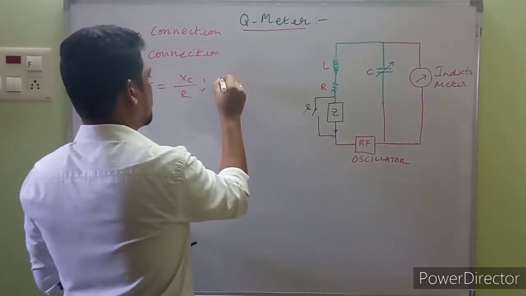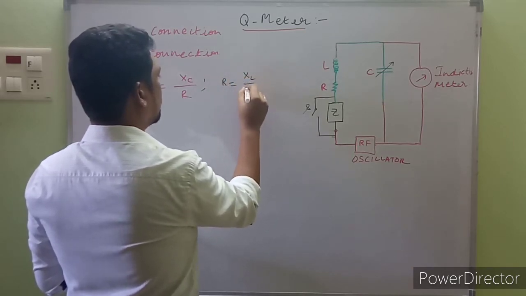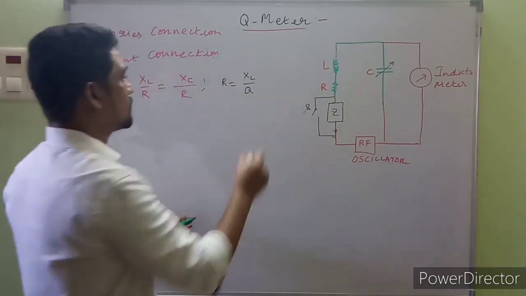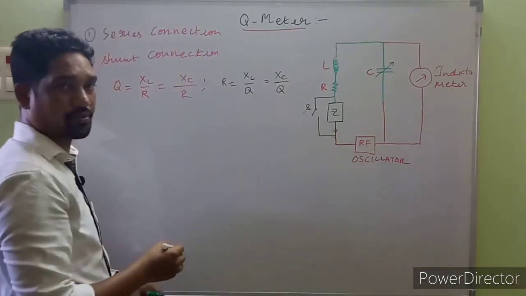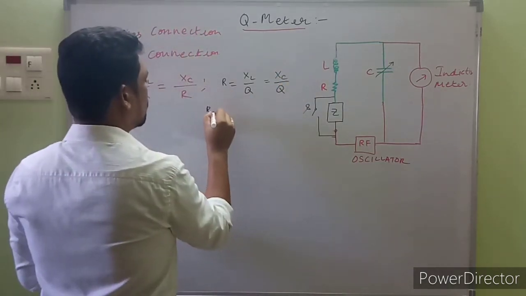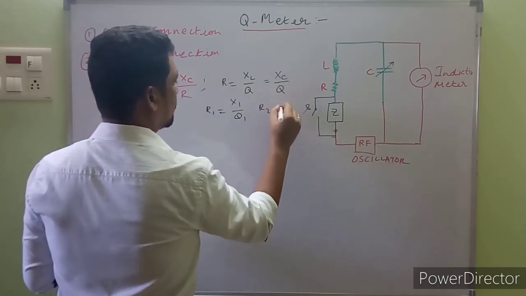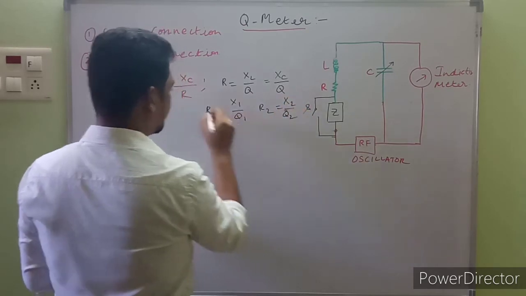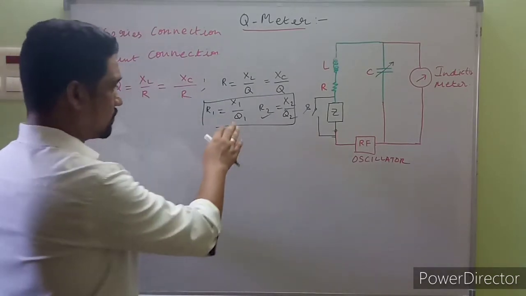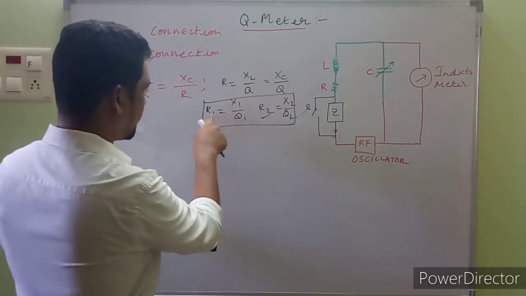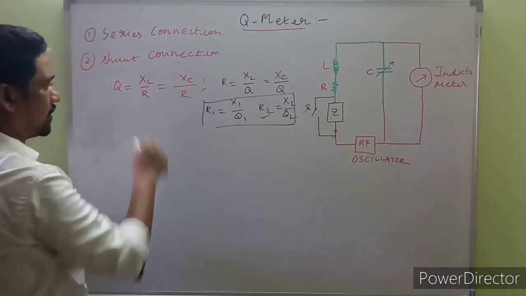Another important equation from this one, R will be equal to XL by Q, which is equal to XC by Q. Even this is true from this expression. In general, R1 may be equal to X1 by Q1, and R2 equal to X2 by Q2. These are valid equations. We will come across all this. If this ratio is found out, we have to substitute this one, or vice versa.